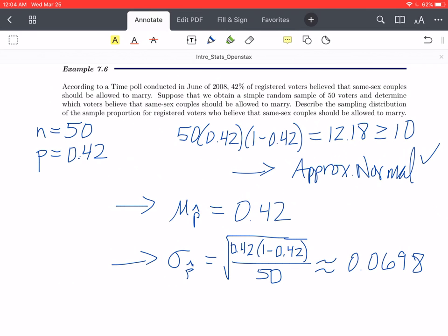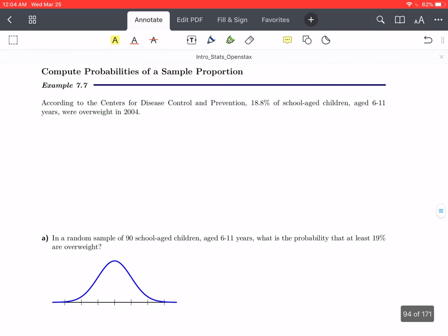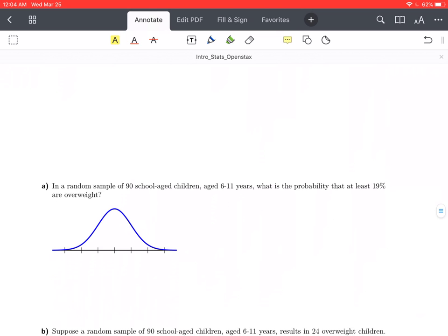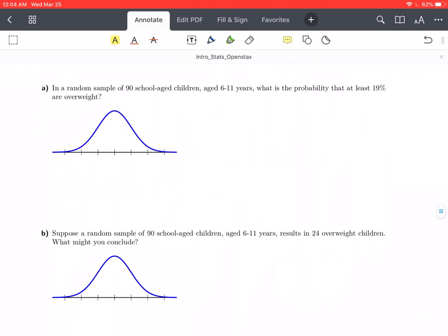All right. So let's look at a more full-fledged example here. So according to the CDC, 18.8% of school-aged children aged 6 to 11 years were overweight in 2004. In a random sample of 90 school-aged children aged 6 to 11 years, what is the probability that at least 19% are overweight?